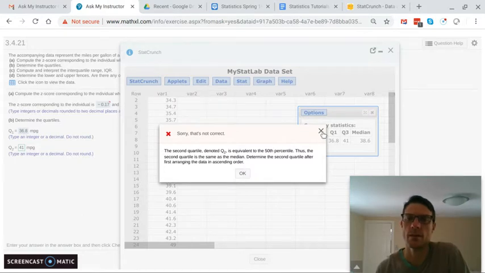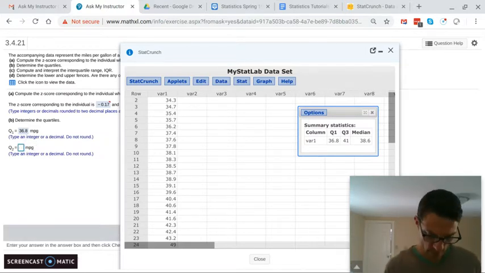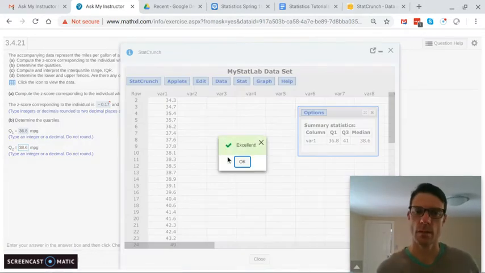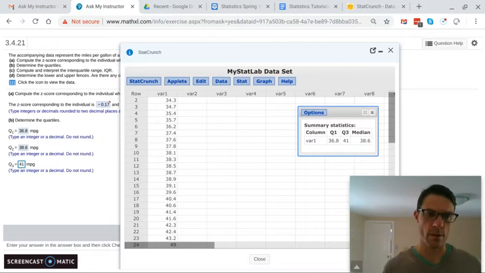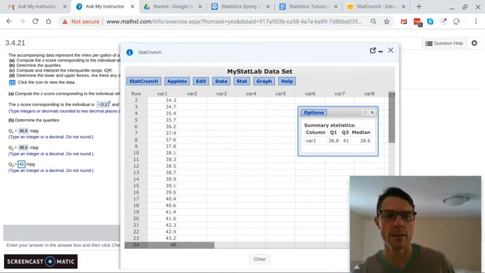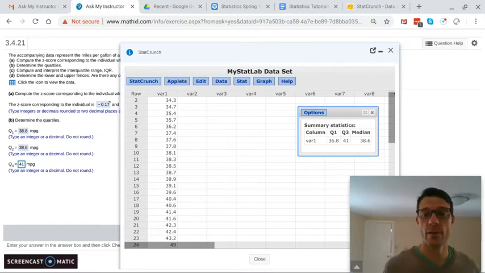Whoops, sorry. I accidentally stuck in Q3 instead of the median. So that's 38.6, my bad. Excellent. And then 41 for Q3. And 41 is the number that 25% of the data points are above, 75% of the data points are below.